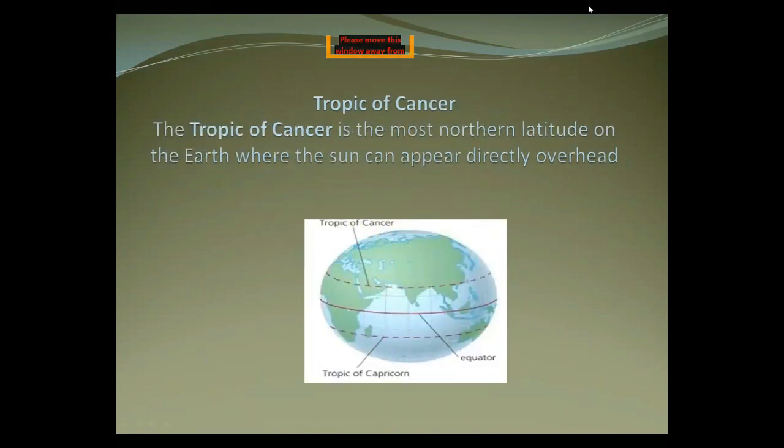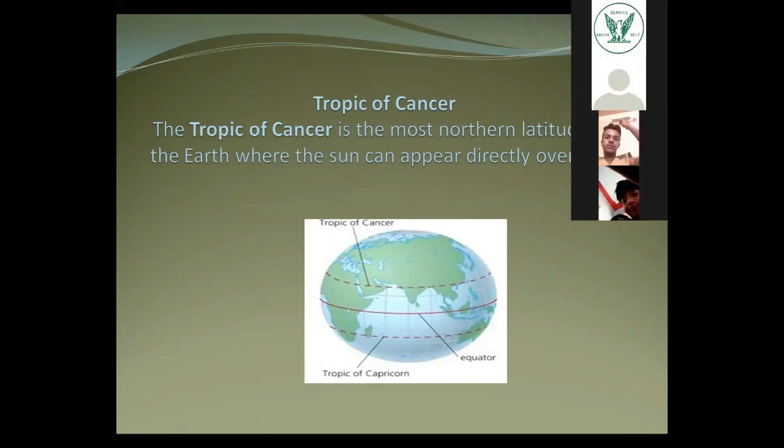The Tropic of Cancer is the most northern latitude on the earth where the sun can appear directly. As you can see on the slide, the picture is given on it. You can easily watch from the slide. Where the sun appears directly, it is called the Tropic of Cancer. The Tropic of Cancer, which is also referred to as the Northern Tropic, is the most northerly circle of latitude on Earth at which the sun can be directly overhead.